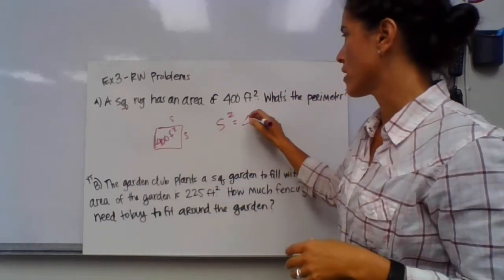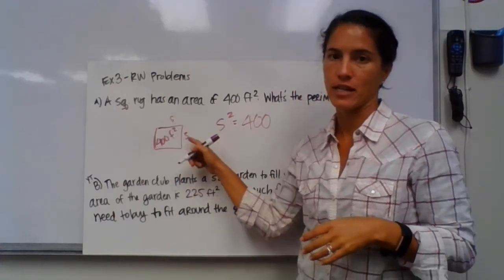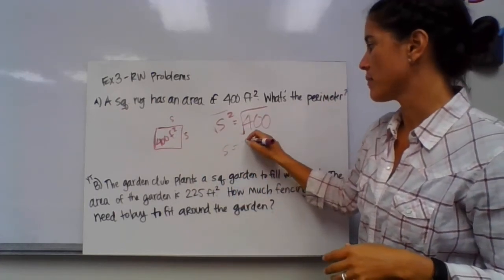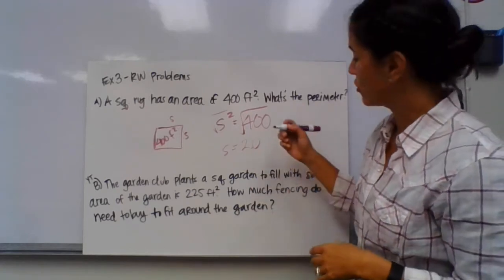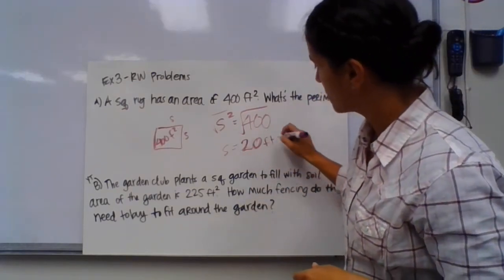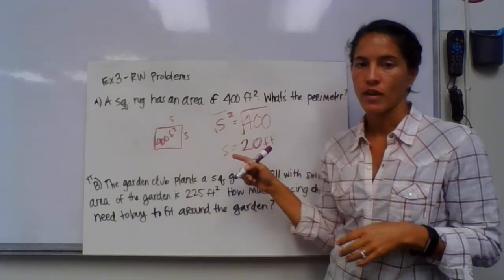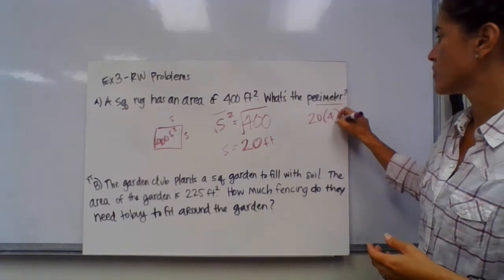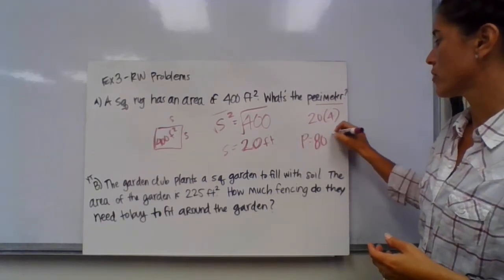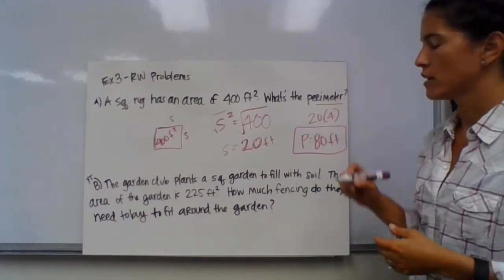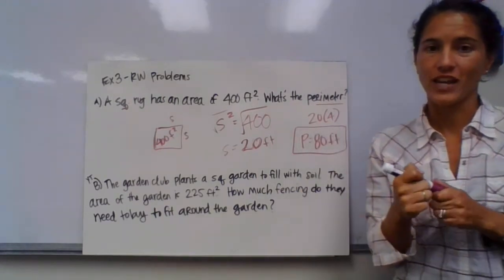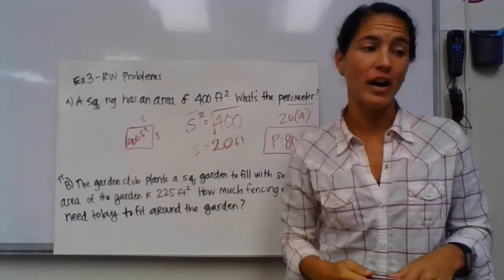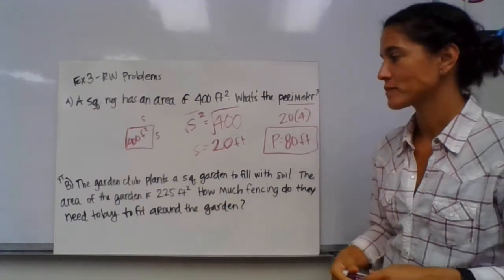So side squared is going to be 400 because it's side times side. We would take the square root of both sides, and that means one side is equal to 20 feet because I took the square root. Now, if one side is equal to 20 feet, the perimeter would be 20 times 4, so the perimeter is 80 feet. The perimeter of that rug is 80 feet, so that's how you would do that problem. You try B is very similar, so pause it, and then you try B.